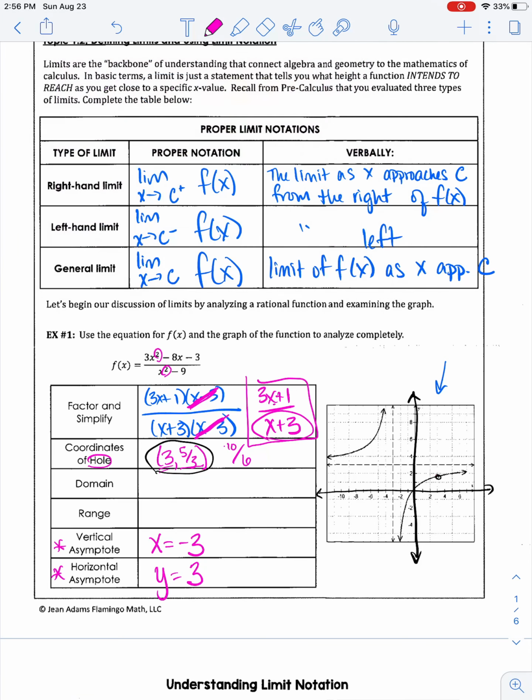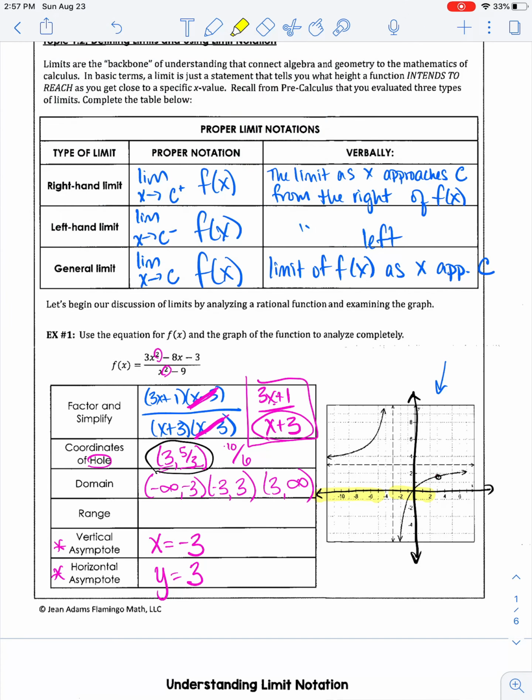Okay, sorry. All right, so for the domain are all the x values. So all of these x values are going to be used except -3. So my domain is going to go from -infinity to -3. I'm going to hop over -3 because it's an asymptote. And then it's going to pick back up and go to the hole. So I'm going to go to +3 because that's the x value of the hole. And then it's going to pick back up at 3 and head on to infinity.